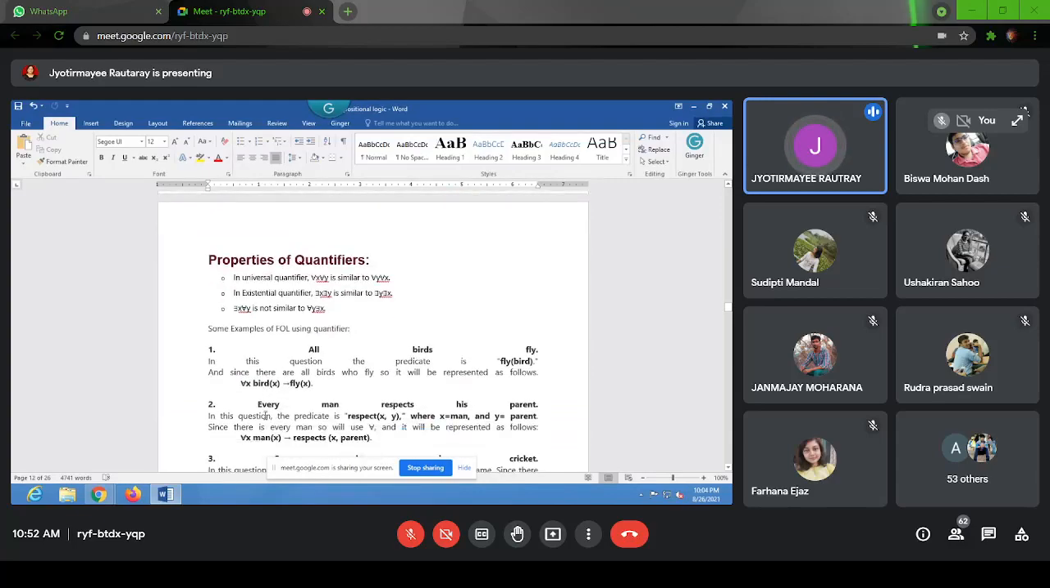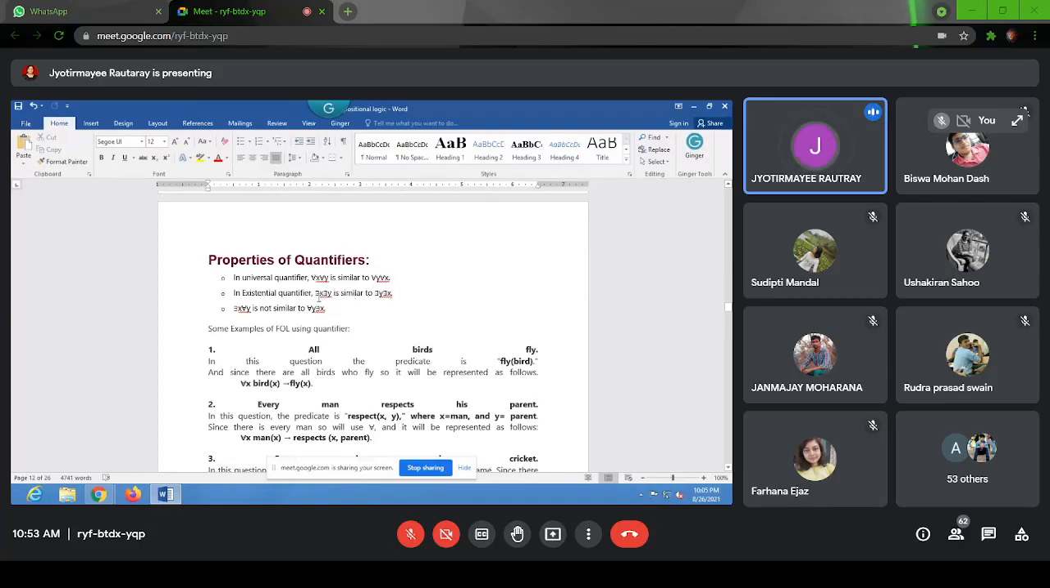So there are some properties of quantifiers, that may be universal or existential. In universal quantifier, if I write for all x for all y, it is similar to for all y for all x. In existential quantifier, if there exists x, there exists y, it is also similar to there exists y, there exists x.